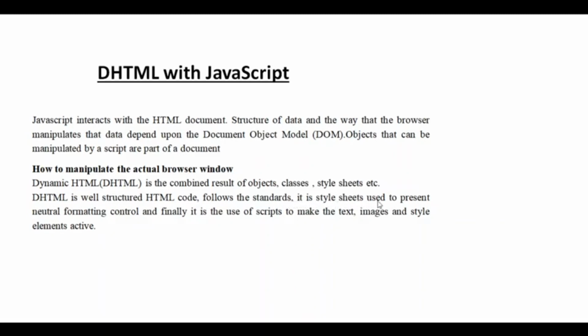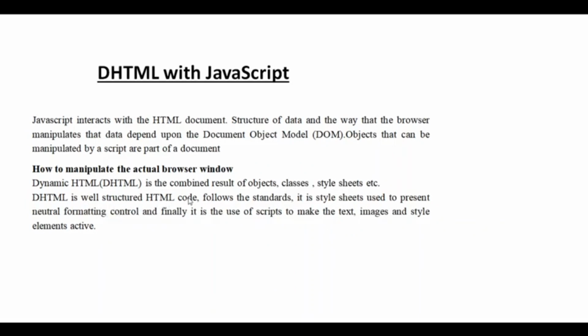DHTML is well-structured HTML code that follows the standards. It uses style sheets to present neutral formatting control, and finally it uses scripts to make the text, images and style elements active. What will happen in DHTML? The text and images represented in HTML and the style elements represented by CSS will be made active by using the JavaScript language.